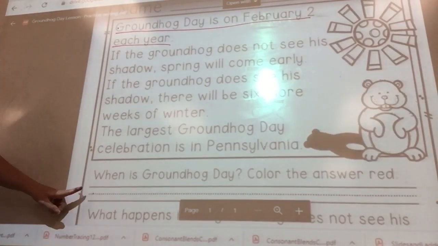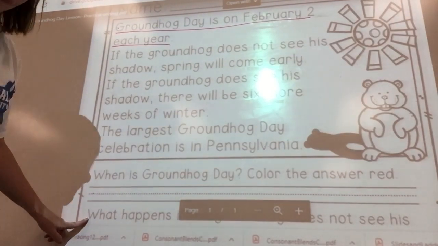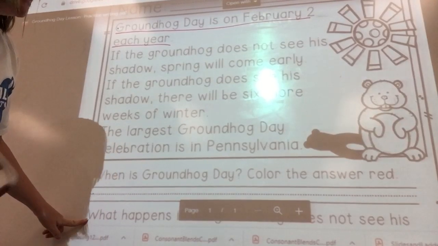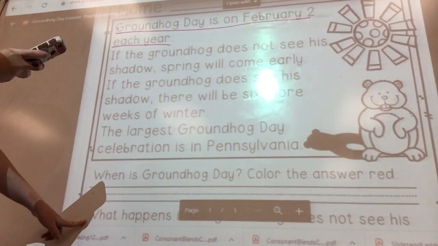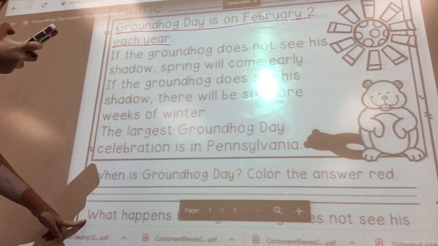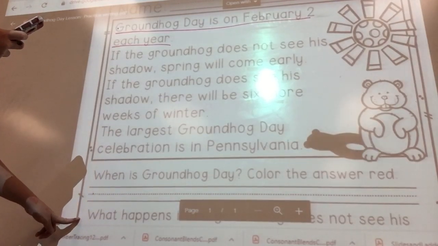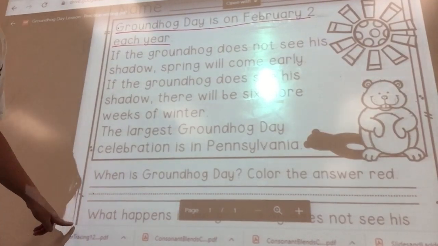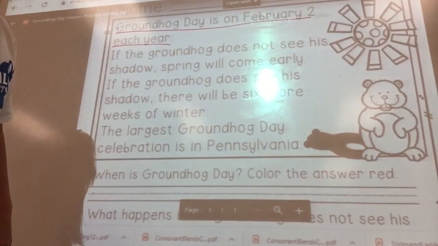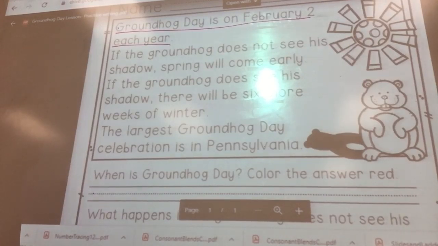Now, let's read what the second question is asking. Oh, and I got a little cut off. It says, what happens if the groundhog does not see his shadow? Color the answer green. If the groundhog does not see his shadow, do you remember where we read about that in the article? Let's continue reading the article and see if we could find that sentence.